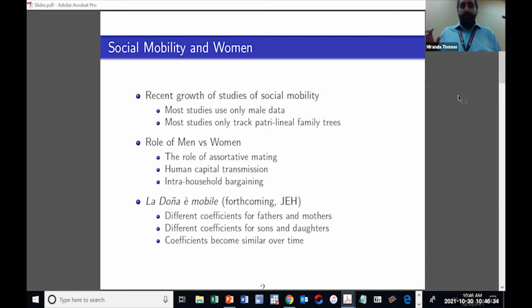Just a little bit of self-promotion. We had this article forthcoming in the Journal of Economic History. It's about pre-modern Spain. Then we actually have a direct measure from women. We also use marriage records.